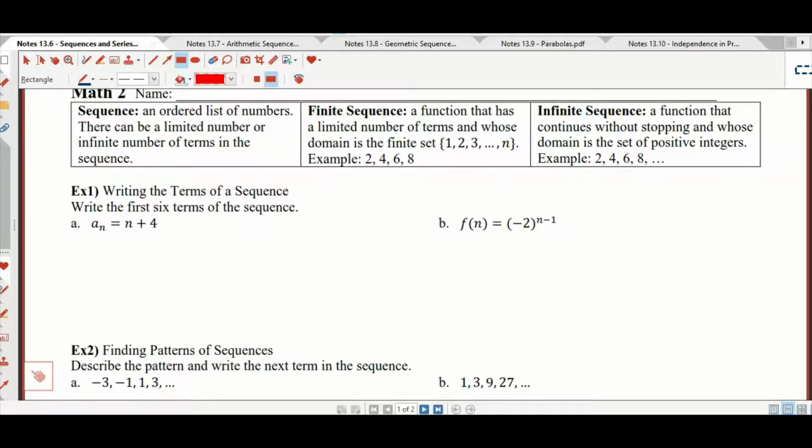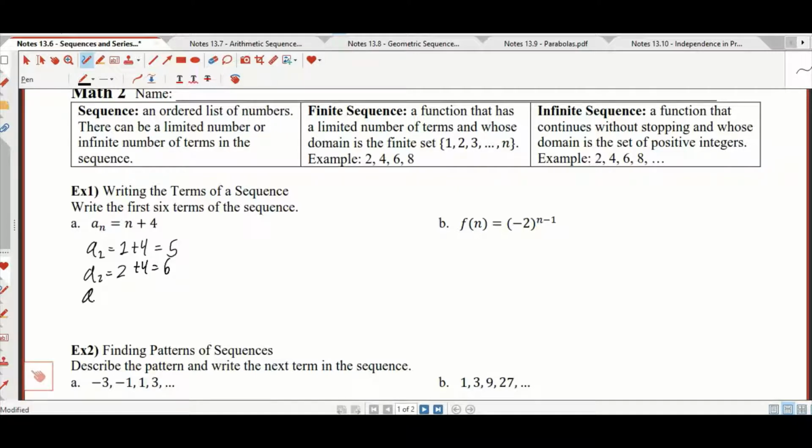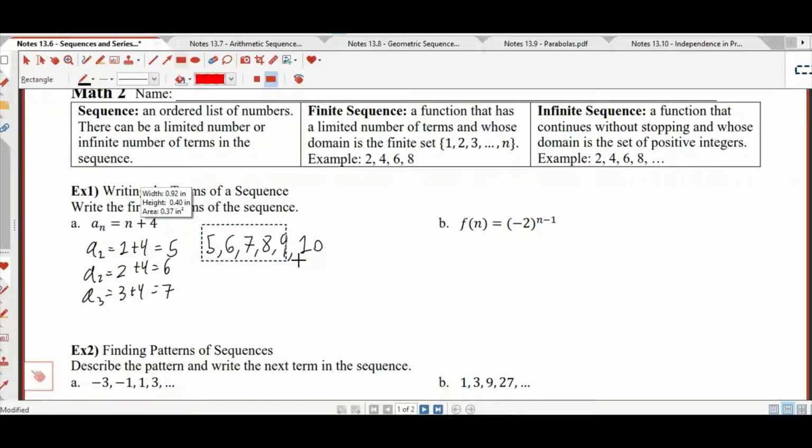So write the first 6 terms of the sequence. So a sub 1, it's trying to tell you, is going to be 1 plus 4, which is 5. A sub 2 is 2 plus 4, which is 6. A sub 3 is 3 plus 4, which is 7. And at this point, hopefully you see that the sequence is going to go 5, 6, 7, 8, 9, 10 to get the first 6.